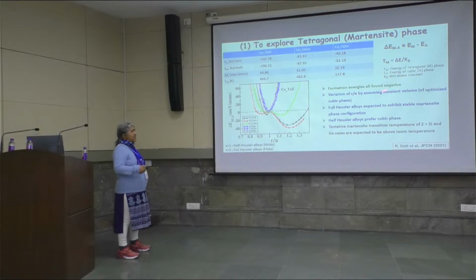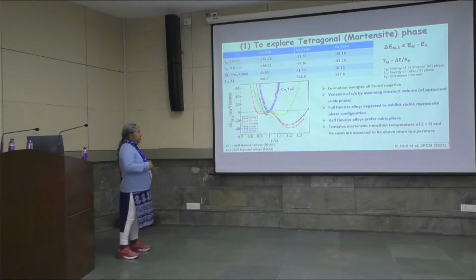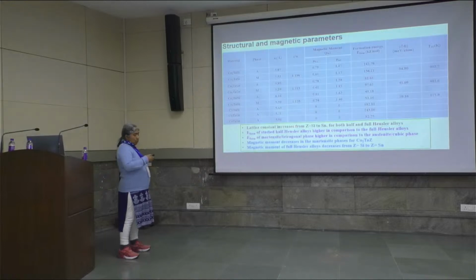We see that the formation energies of all of them are found to be negative. When we vary c/a, we see that only the full Heusler alloys show a typical tendency of lowering of energy at a c/a value higher than 1. On the other hand, for all three half Heusler alloys, the cubic phase is found to be the lowest energy, and this is expected. This is just to say about structure and magnetic properties.